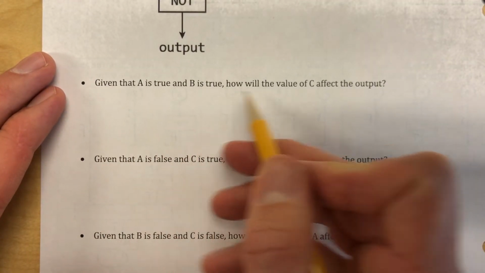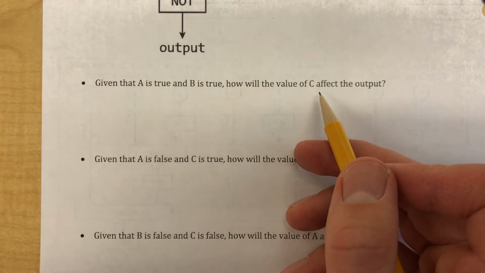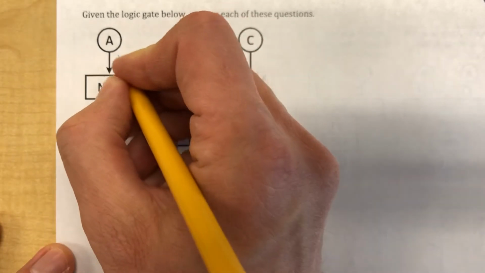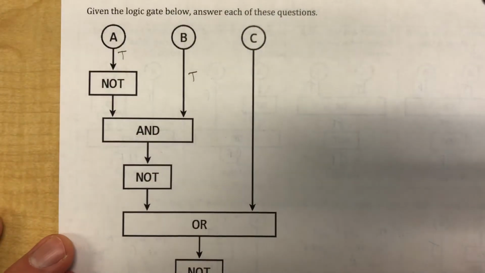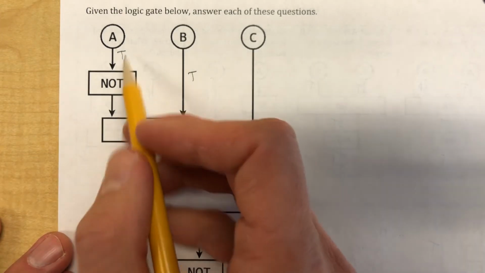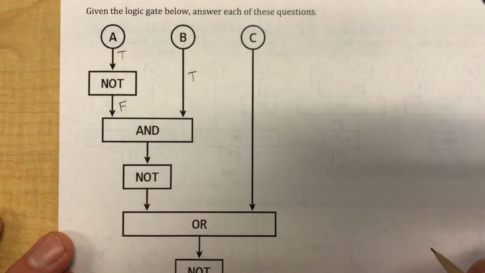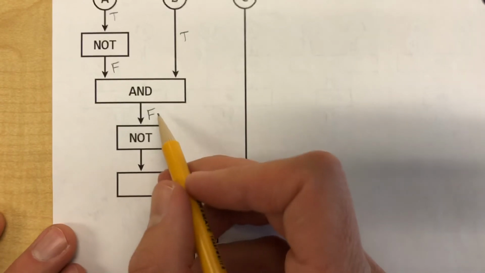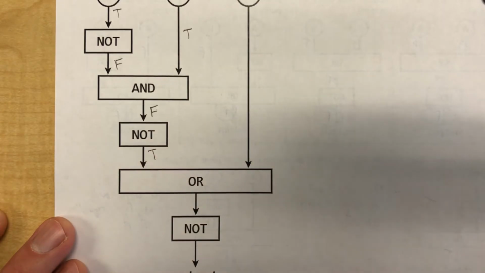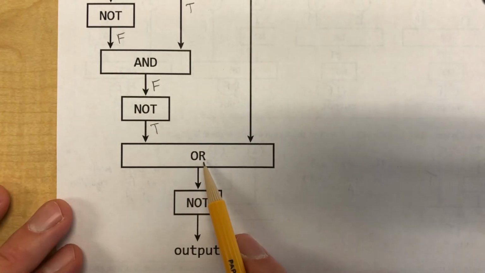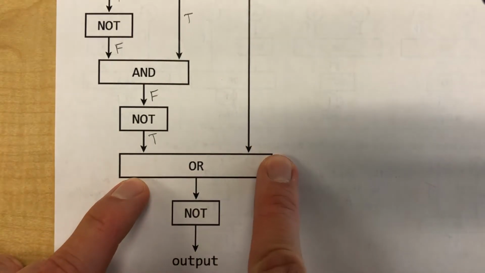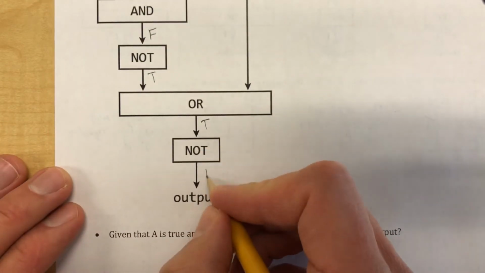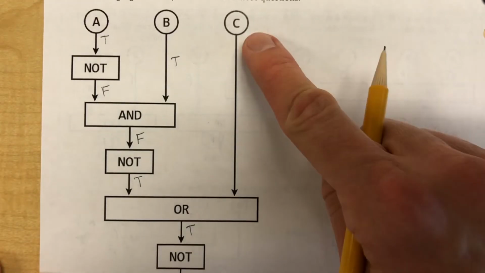Let's start with that one. A is true, B is true. What happens if you have some random value? How will C affect the output? So we have a true and a true, and we'll erase that in a minute, so I'm not using ink. True hits a NOT, becomes false. False and true is false. My false hits this NOT and becomes true. My true hits an OR statement. I don't care what this is. All I need to have an OR statement that's true is one truth, and I have it, so my final answer is false. I never needed this.